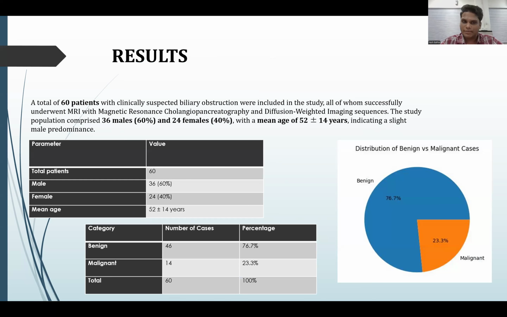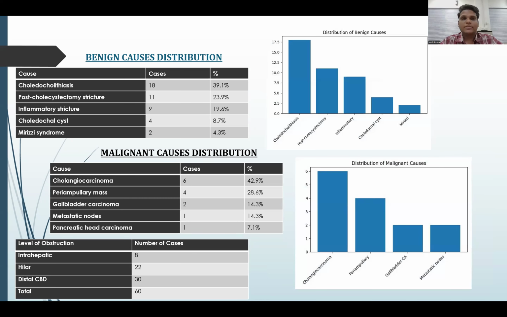So a total study of 60 patients were taken with 36 males and 24 females, and 46 cases were benign, while 14 cases were malignant, accounting for about 76.7 and 23.3% respectively. The benign causes of biliary obstruction include choledocholithiasis, post-cholecystectomy strictures, inflammatory stricture, choledochal cyst, and Mirizzi syndrome. While the malignant causes include cholangiocarcinoma, periampullary mass lesion, gallbladder carcinoma, metastatic lymph nodes, or pancreatic head carcinoma. The number of cases and the percentage is shown in the table and the histogram.